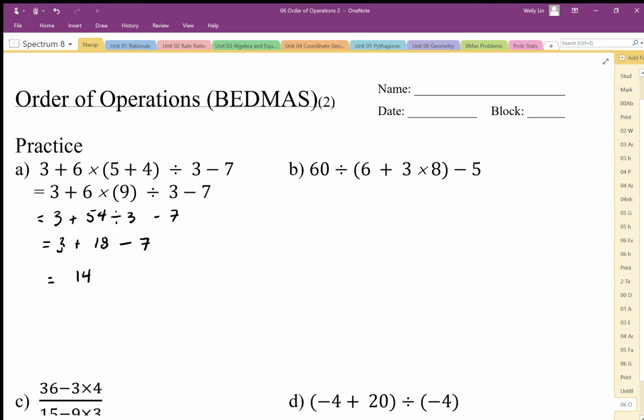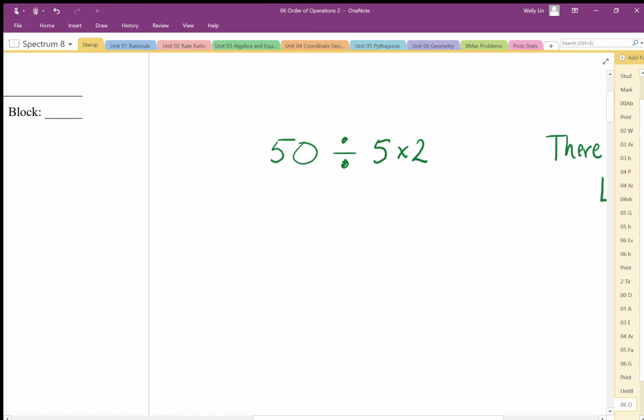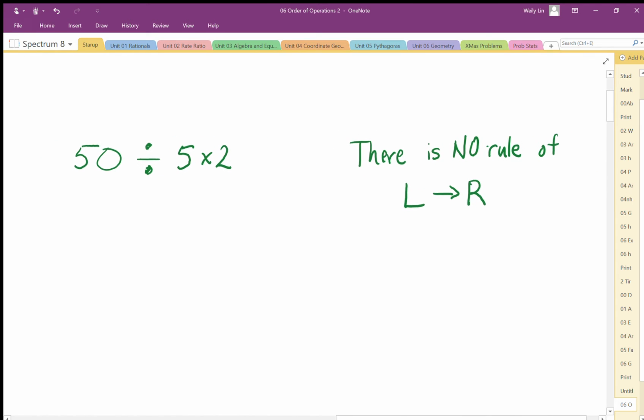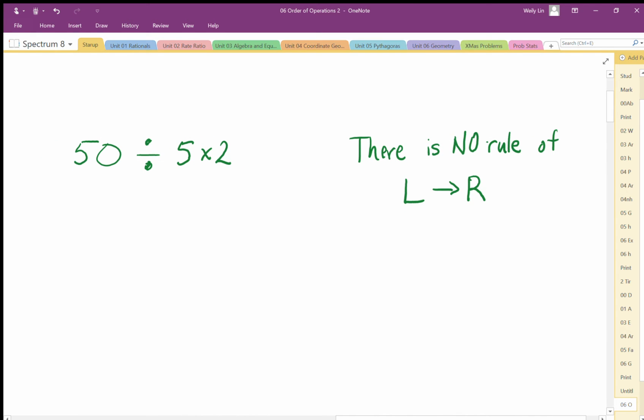So I just want to talk about something that some people think is a rule, but is definitely not a rule. And this is this rule here that left to right. And there is no such rule as left to right. It is BEDMAS. There's no left to right rule. So because there's no left to right rule, this calculation actually is a big problem.